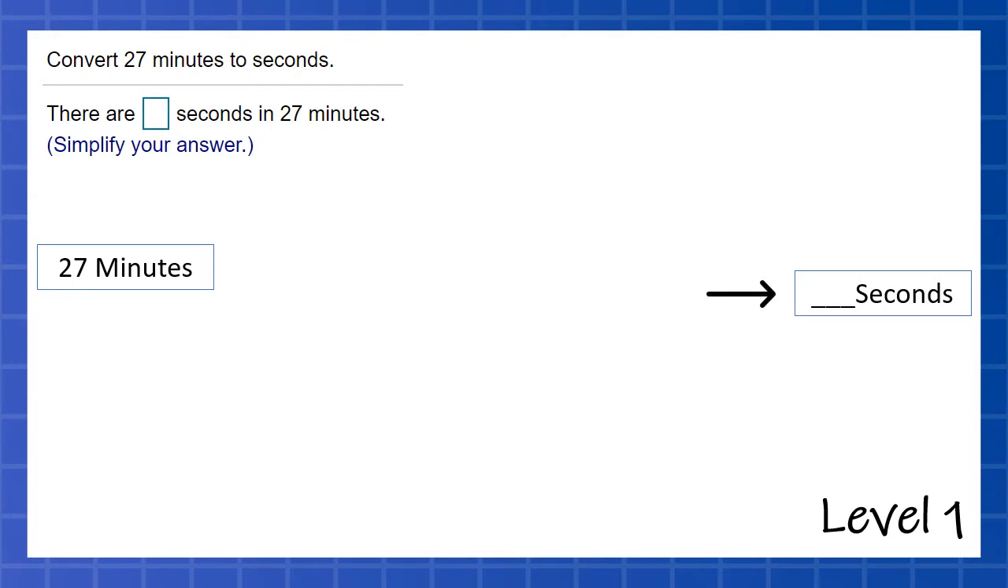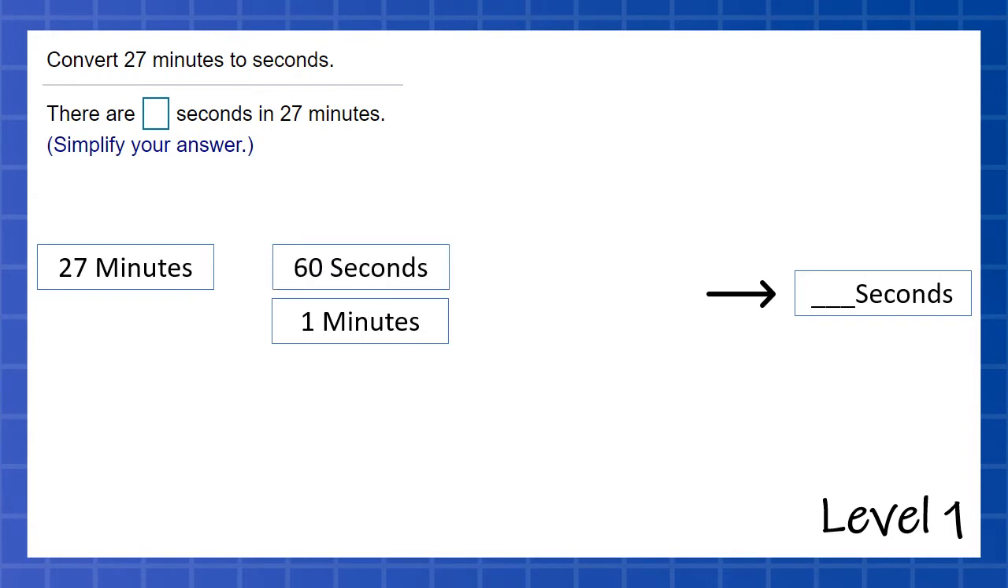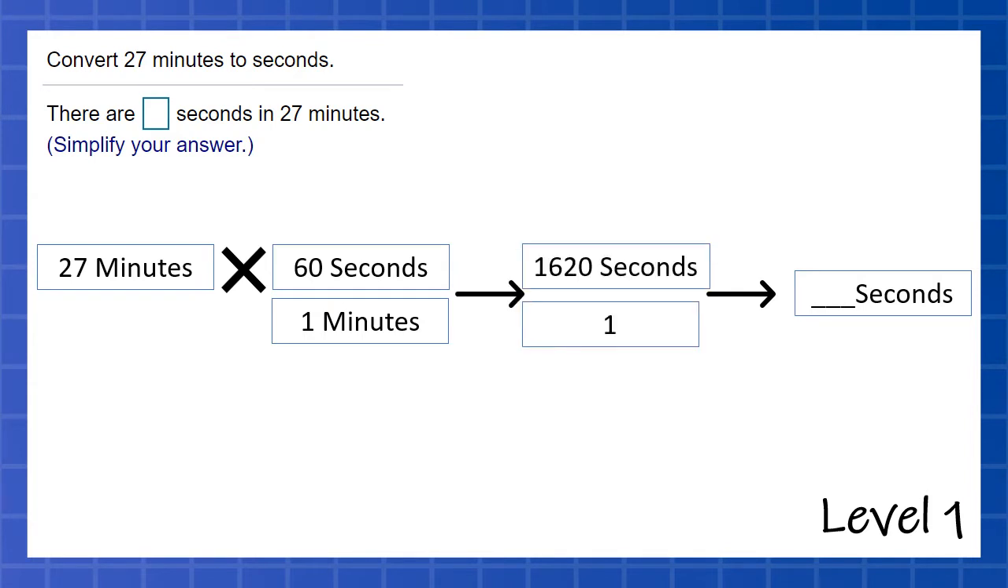Now what we're going to try to do is connect those two ideas, minutes and seconds, those two units, using conversion factors. I want to cancel out minutes and I want to get seconds. I know that I can put minutes on the bottom and that will cancel out the minutes. So what is equivalent to 1 minute in seconds? 60 seconds. Then we're going to multiply straight across the top and bottom. And that will give us 1,620 seconds and 1 on the bottom.